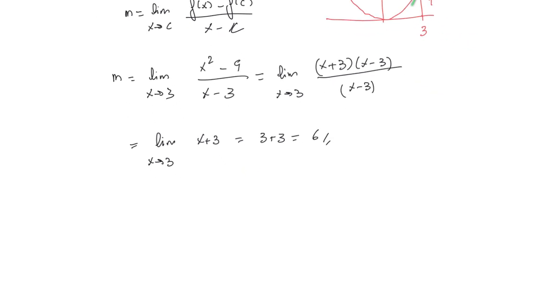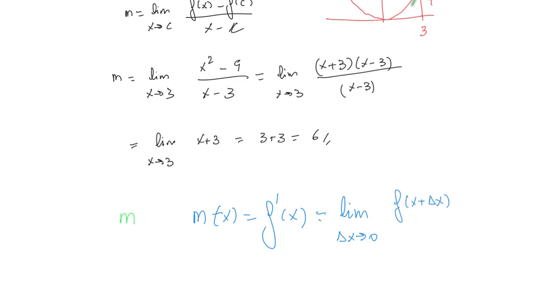What is the slope? The slope m will be... let me use the blue color, I like it more. The slope m at the point x, or f prime of x, that is the slope at the point x. f prime of x is a limiting process. It's the limit when delta x goes to 0 of f of x plus delta x minus f of x divided by delta x.